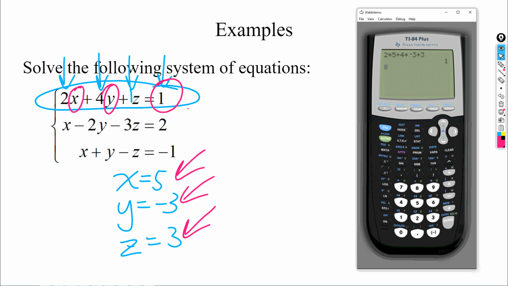It all checked out. Again, we could do that for the remaining 2 equations, but I won't take up any more time on this video. But if I had the time on a test and I really wanted to make sure that everything was correct and working out, I'd check it in all 3 to make sure that everything is rock solid and that my solution, which is this ordered triple, 5, -3, 3, works in all 3 of the equations.